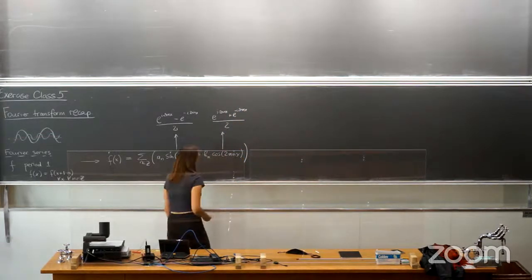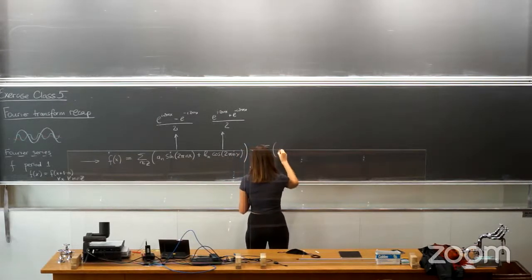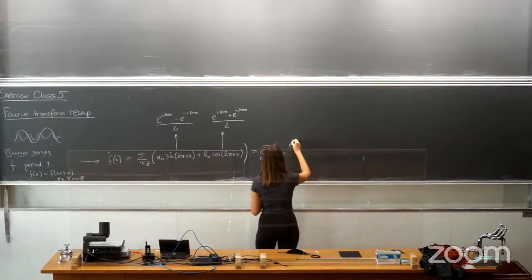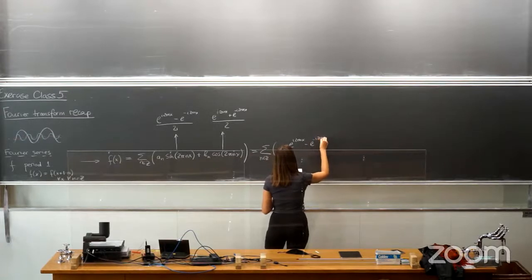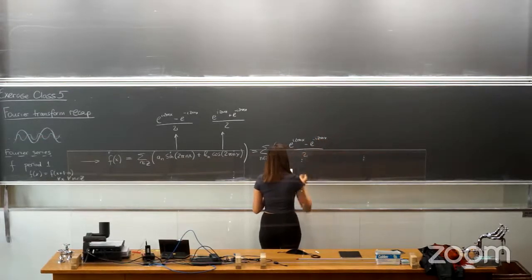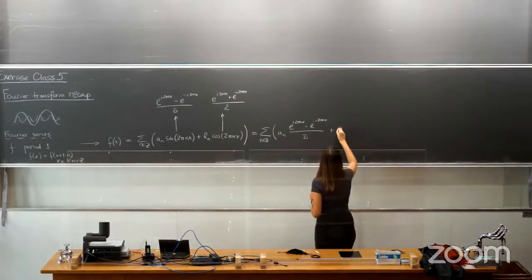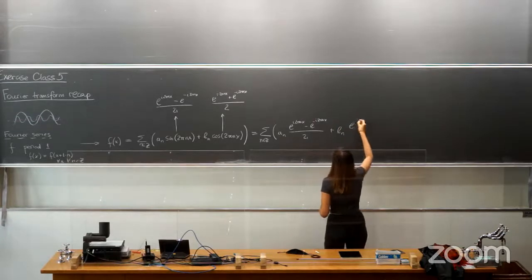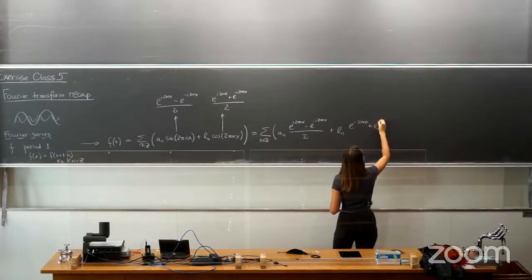Okay, so then let us just substitute them here. So what we get is a_n times (e to the power i 2π n x minus e to the power minus i 2π n x) over 2i, plus b_n, the expression for cosine, over 2.